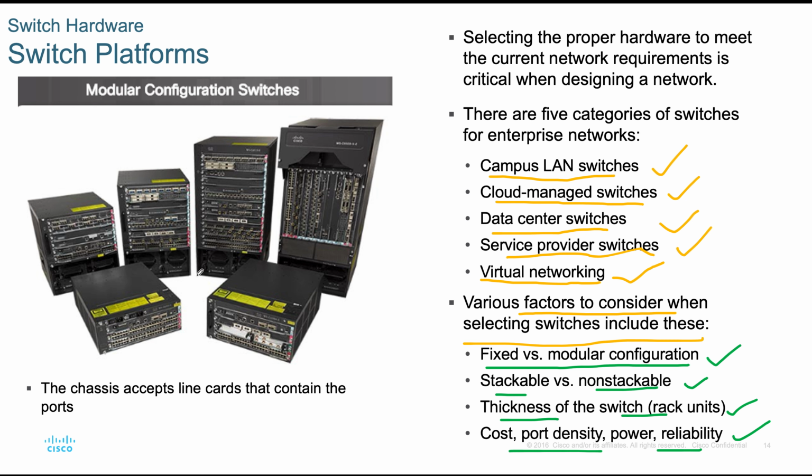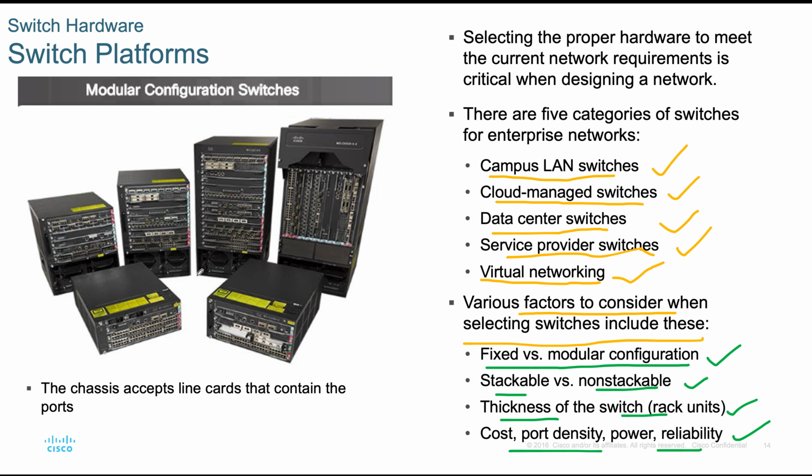Now let's take a look at what we have. We have modular configuration switches. We have different Cisco switches, as shown in the pictures above. We said there are five categories of switches in our enterprise network. We have the campus LAN switches, the cloud managed switches, and the data center switches, which are used in data centers. We have the service provider switches, which are used by internet service providers like Telecom Malaysia. Then we have the virtual networking switches, the one for wireless, and so on and so forth.